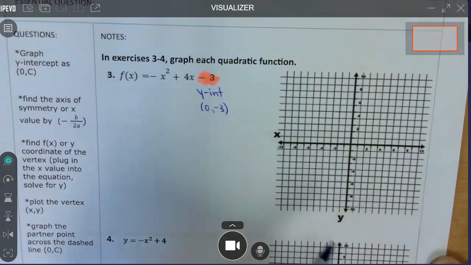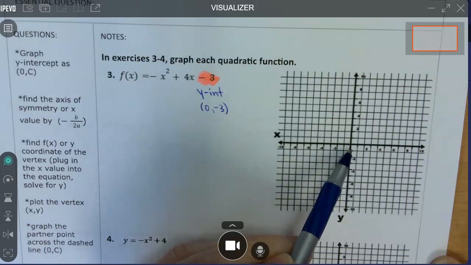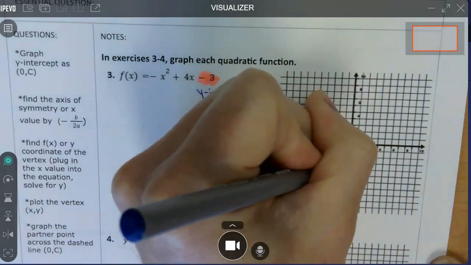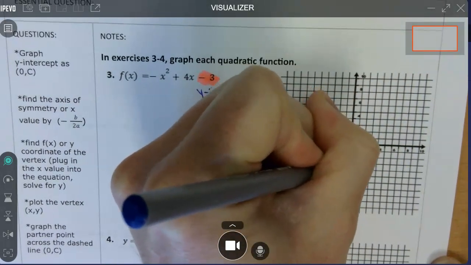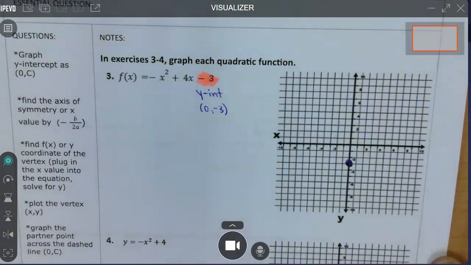So I can go over here on my graph. I'm at 0. I don't go right or left. X is 0. And I go down 1, 2, 3. So I already know that I have one point on my graph. It's not the vertex. It's just a point on the graph.